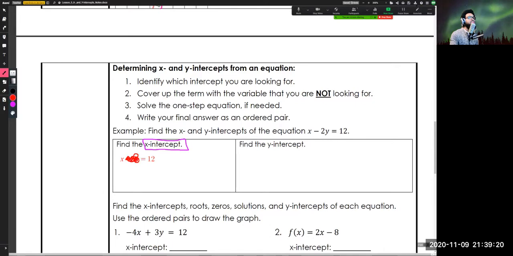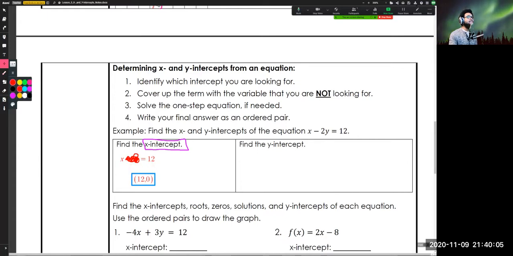That's a bit better. Now that we've done that, step 3 says to solve the one-step equation if needed. Do we have to solve this? Is this a one-step equation? Nope, it's just a straight up x equals 12. And then it says to write your final answer as an ordered pair. Now remember, for the x-intercept ordered pair, our answer looks like number, comma, 0. So our number here is 12, comma, 0. This isn't an ordered pair yet, this is just two numbers next to each other. I have to put them in parentheses in order for them to be an ordered pair, right? So here we go. We've got this first one done.